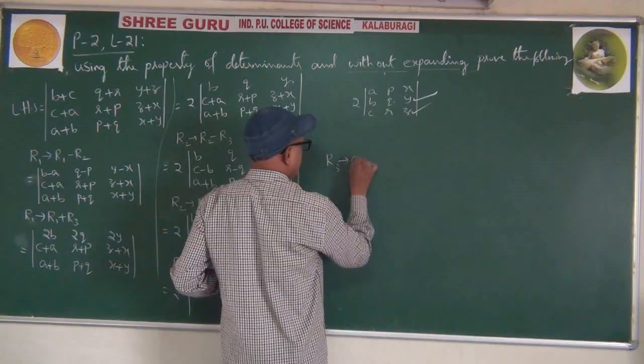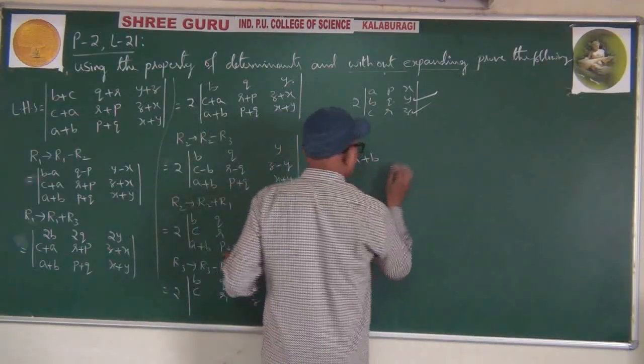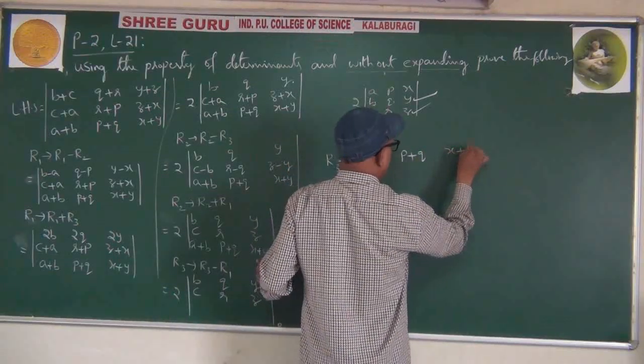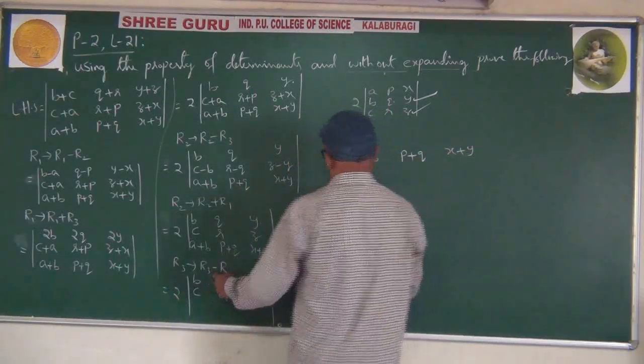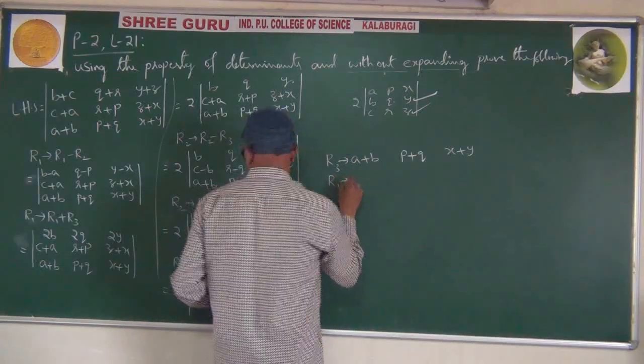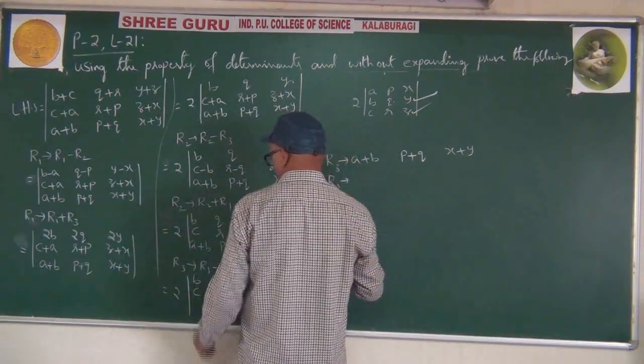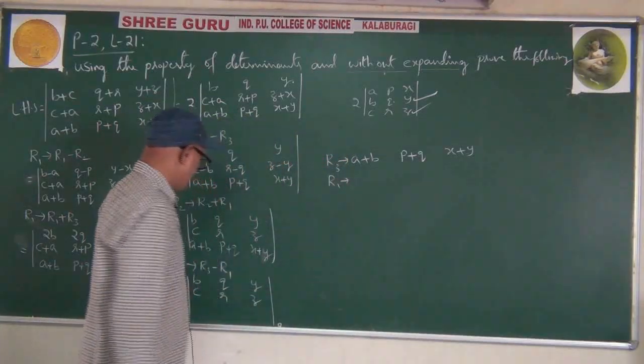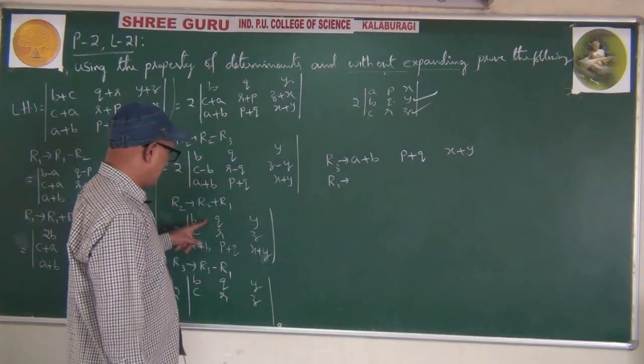A plus B, P plus Q, X plus Y, R3 minus R1. What are the elements in R1? B, Q, Y. So B, Q, Y. I'm sorry, R3 minus R1, which is B, Q, Y.